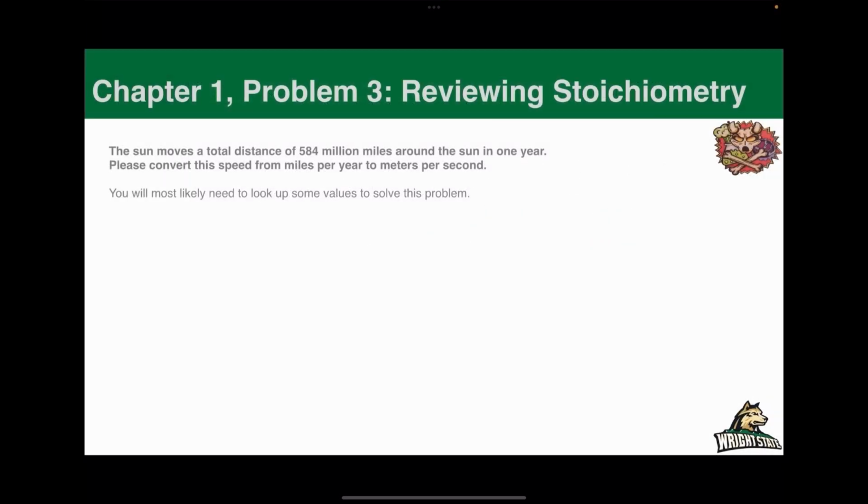Okay, let's try another question. Very similar to the last one, only this time we're going to be doing more complicated stoichiometry than just orders of 10. So the sun moves a total distance of 584 million miles around the sun in 1 year. Please convert this speed from miles per year to meters per second. You are probably going to have to Google some stuff in order to figure this one out. So please pause the video right now and try to solve this problem on your own, and then come back in a minute and we will discuss how we can solve this problem.